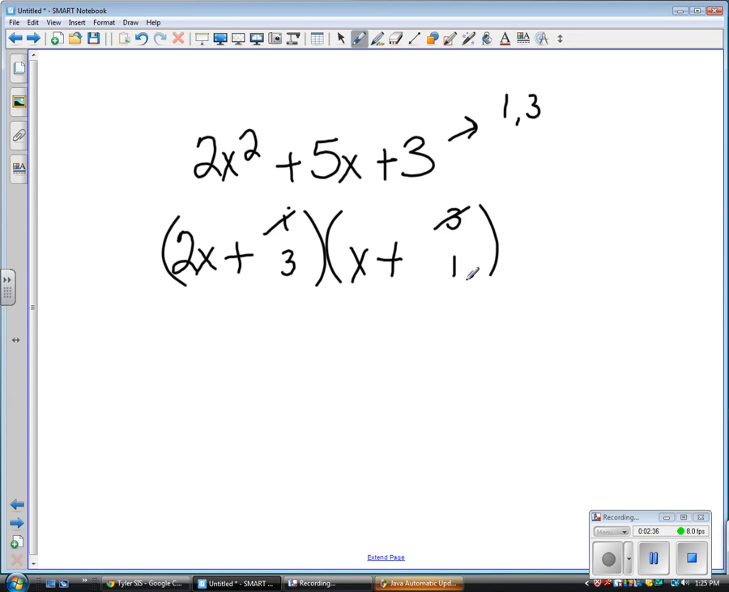But what happens when I flip it around and put the 3 in this spot and the 1 in that spot? 2x times 1 is 2x, and 3 times x is 3x, so when I add 2x plus 3x, I get 5x, which is what I need. So that would be my original problem right here on the bottom. Now, that one wasn't so hard because they were both prime and I could do it. But could you imagine if you had a problem like 12x squared plus 17x plus 24? Oh my goodness, there's too many factors, okay?